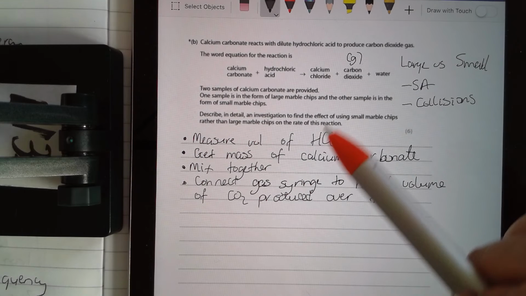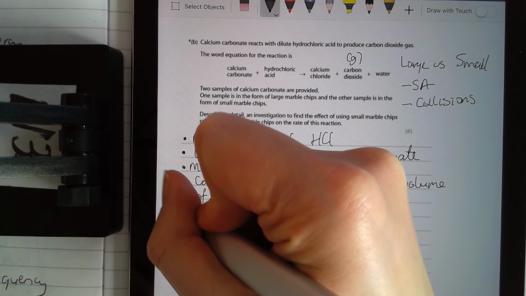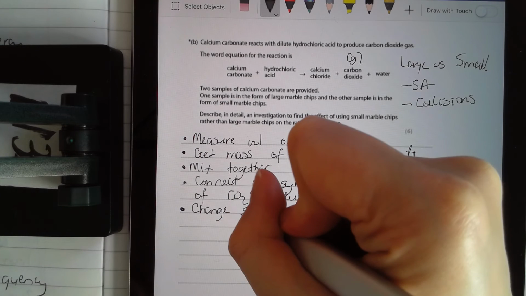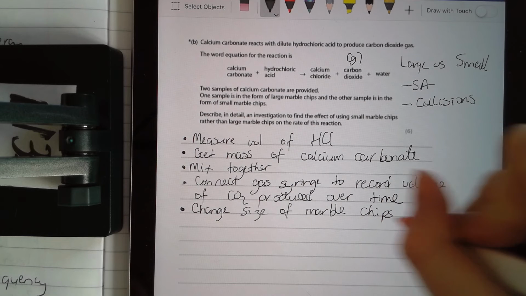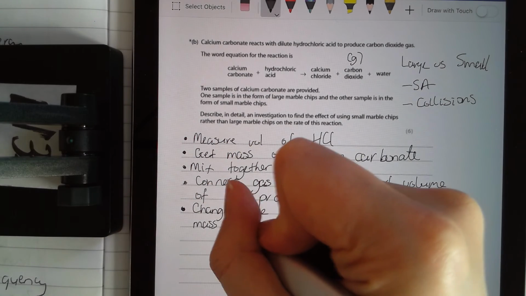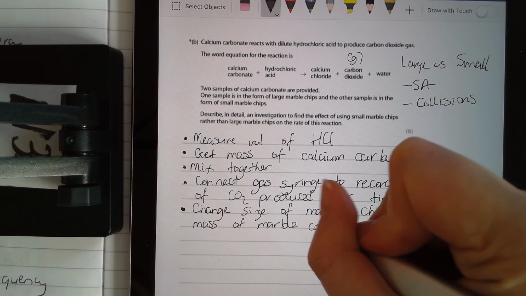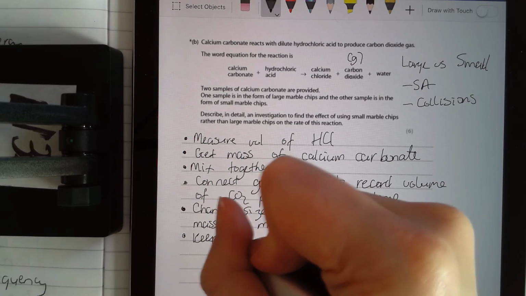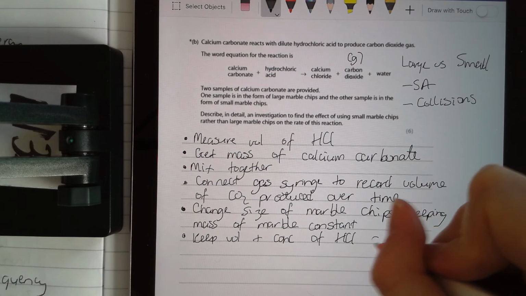You can also talk about the mass balance. Mix together, connect the balance. Then you can change the size of marble chips, keeping mass of the marble chips. Marble chips are just the calcium carbonate. Mass of marble chips constant, and specify, keep volume and concentration of HCl constant.